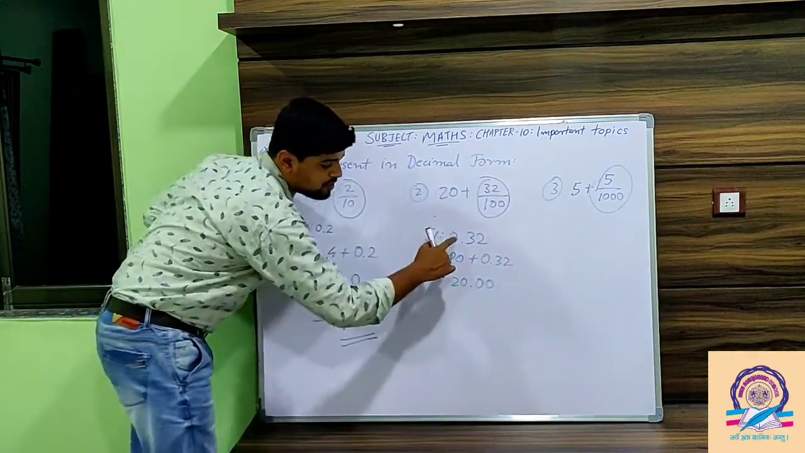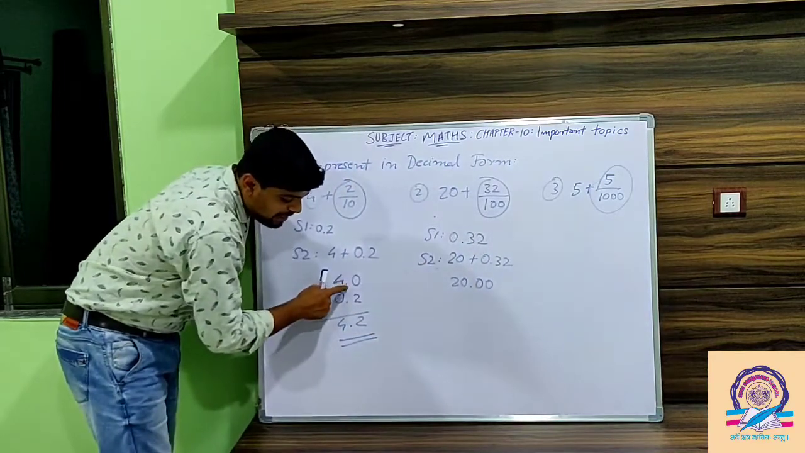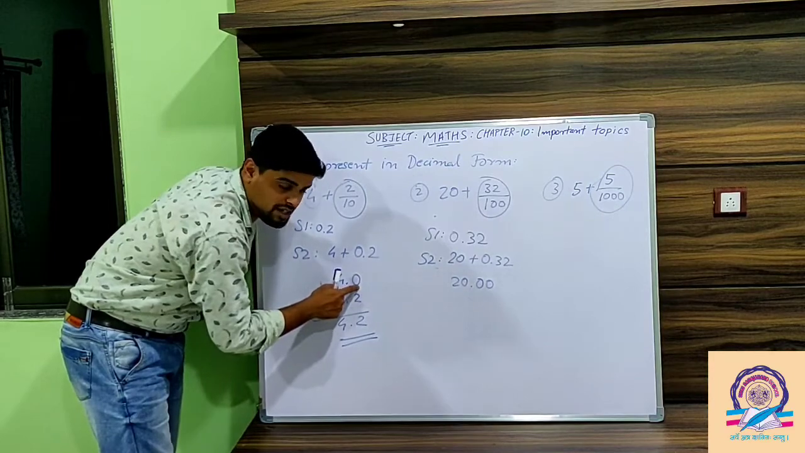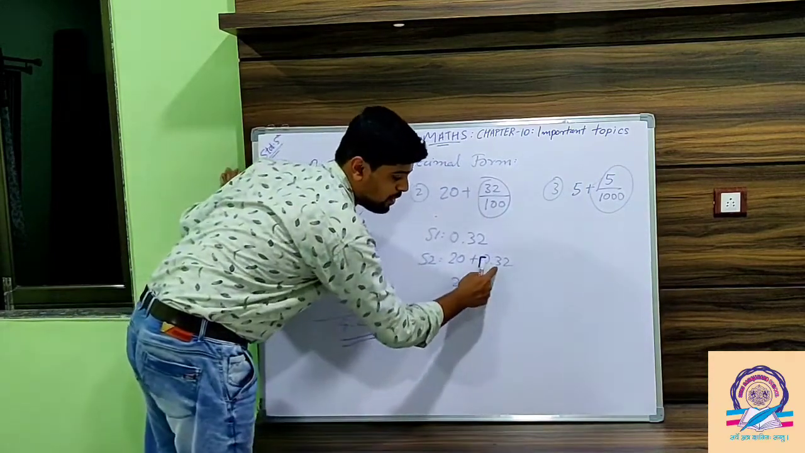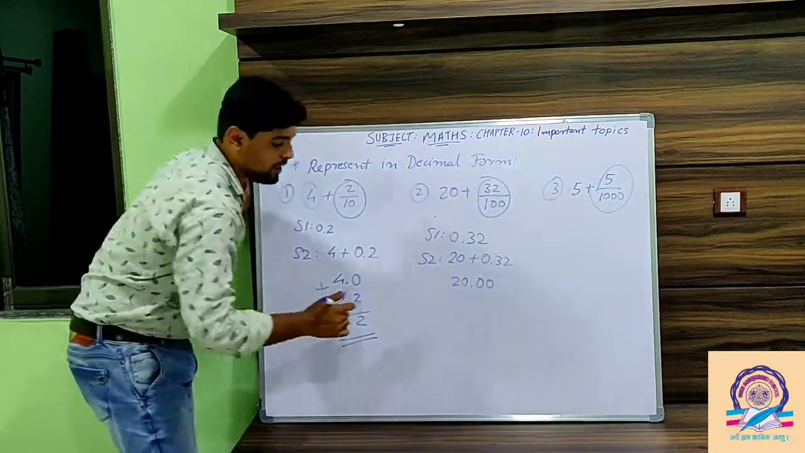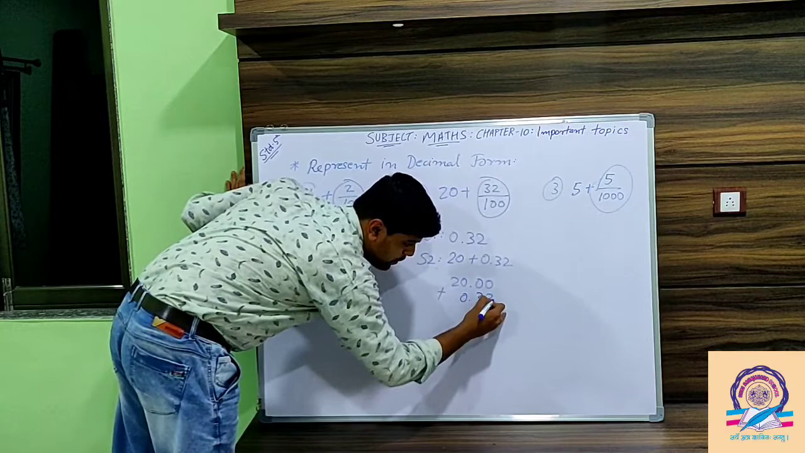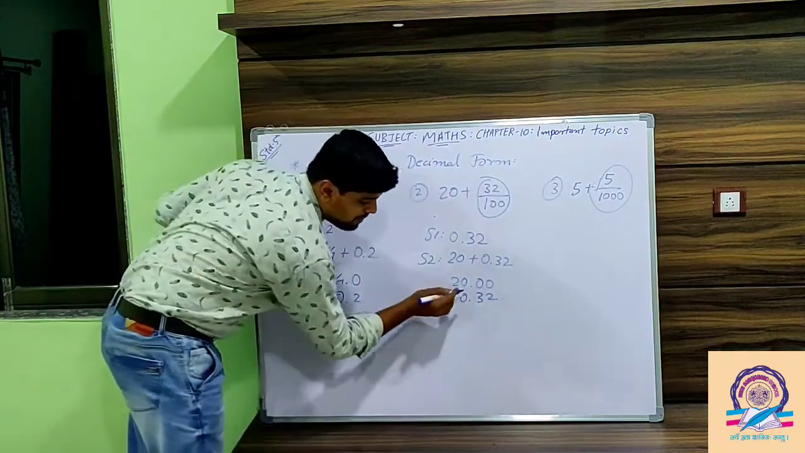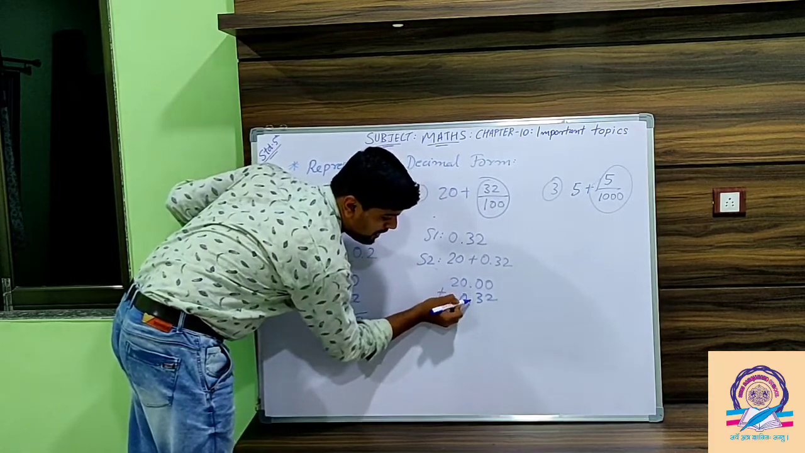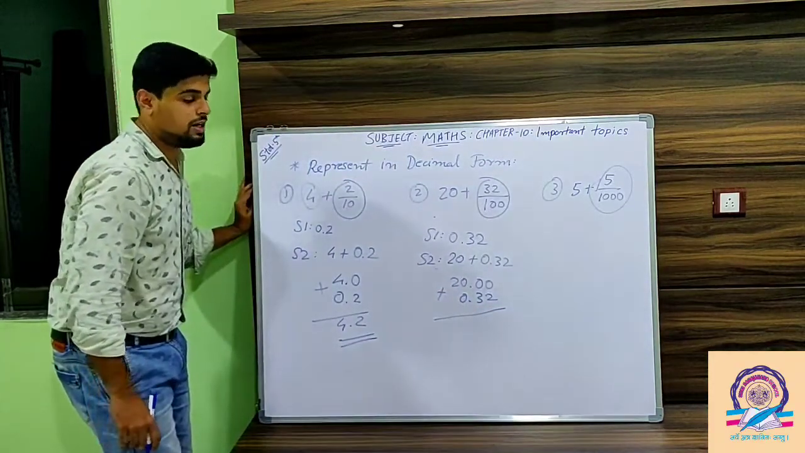Why 20? Because here after the decimal, how many digits are there? 2. In the earlier example, after the decimal how many digits were there? 1. Therefore I put only 10. Here I have put 20 because in our case 2 digits are present after the decimal point. So add 0.32. Here always remember your decimal points should be exactly below each other, so no miscalculation should be done.